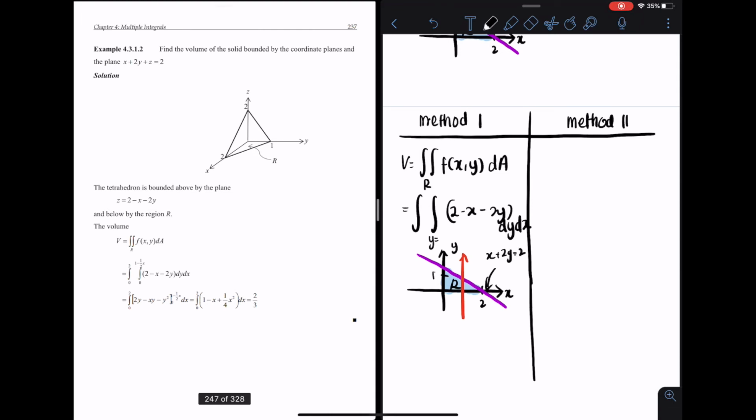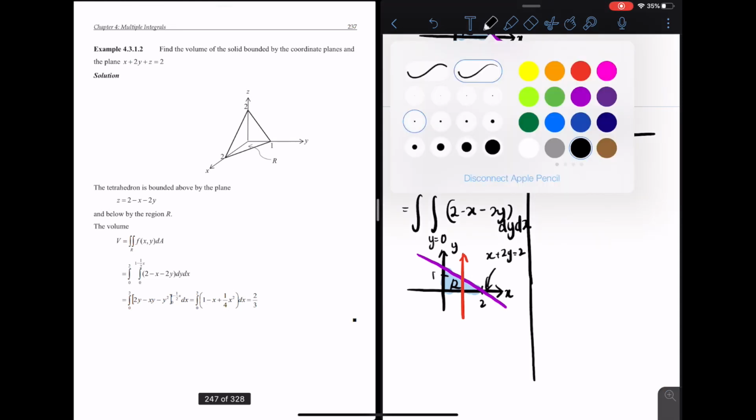So right now, what should I do? The lower limit: if you look carefully at this red arrow, it will touch the black line that lies on the x-axis, and the best equation to represent any line that lies on the x-axis is y equal to 0.